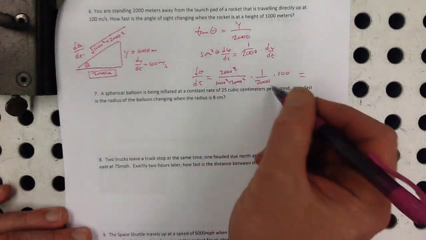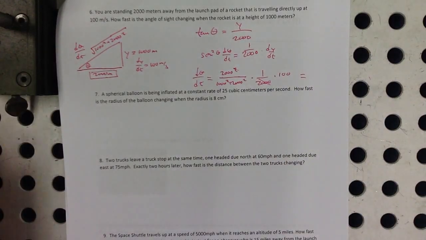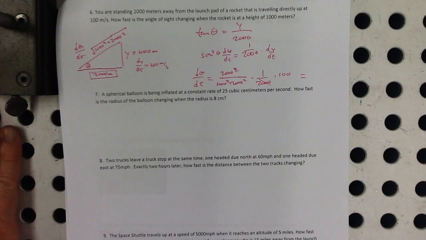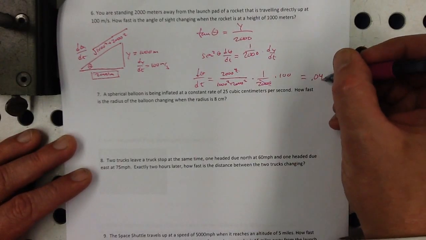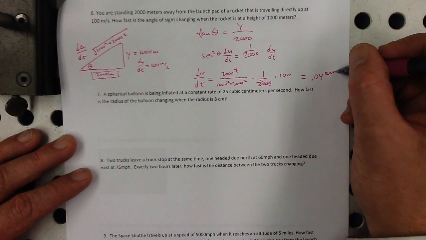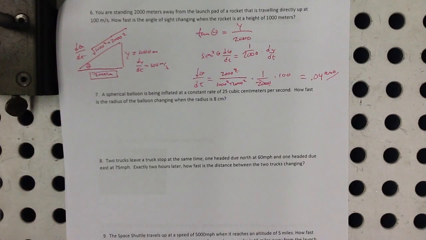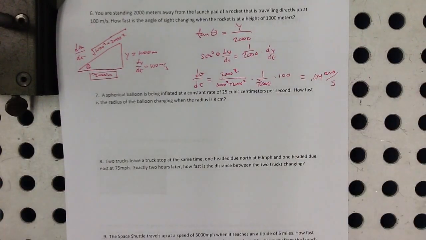So one of the 2,000s cancels out. I get 2,000 times 100 over 1,000 squared plus 2,000 squared. And that is 0.04. This is going to be radians per the time unit in this problem, which is seconds. 0.04 radians per second.